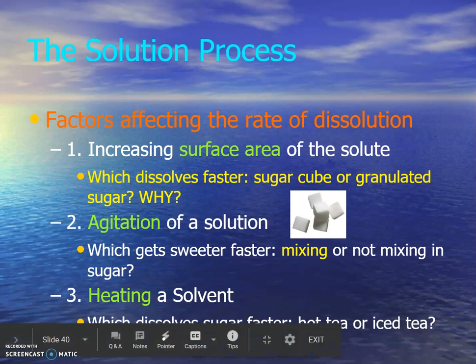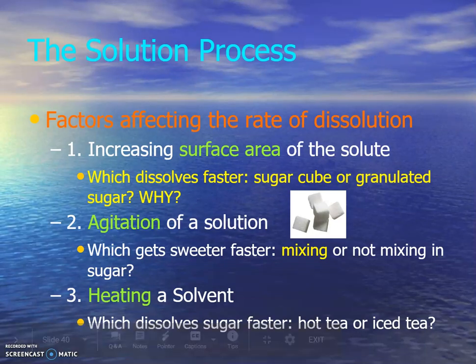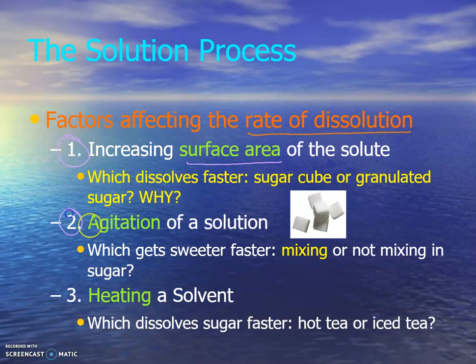Okay, so there are three major factors that affect how quickly things dissolve, and we're going to talk about them in terms of the water molecules. The first one is going to be increasing the surface area. The second is agitation, which is a fancy way for us to say stirring, to agitate. And the third is to heat the solvent. Okay, so first, increasing the surface area. So what that means is that you are going to spread out what is being dissolved.